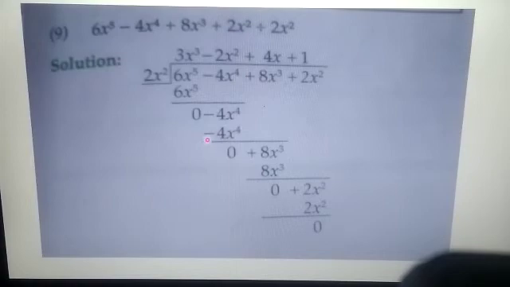Here this negative sign will change to plus and this gets cancelled, so remainder is 0. The next term we will copy down, 8x cube. Now when will we get 8x cube? When we multiply 2x square by 4x. So plus 4x we will write over here in the quotient, and by multiplying 2x square with 4x we get 8x cube. Now subtract it.